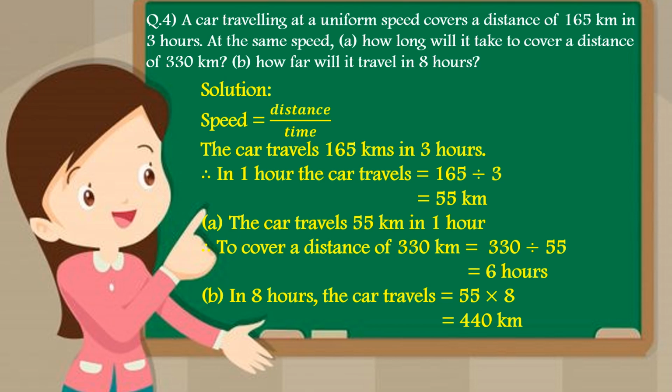Now suppose the car is covering 55 kilometers in 1 hour. To cover 330 kilometers, how many hours will it take? We will divide 330 by 55 and we'll get the answer as 6 hours. Got it? In 1 hour it is 55 kilometers. Therefore for covering 330 kilometers we will divide and get the answer, that is 6 hours.